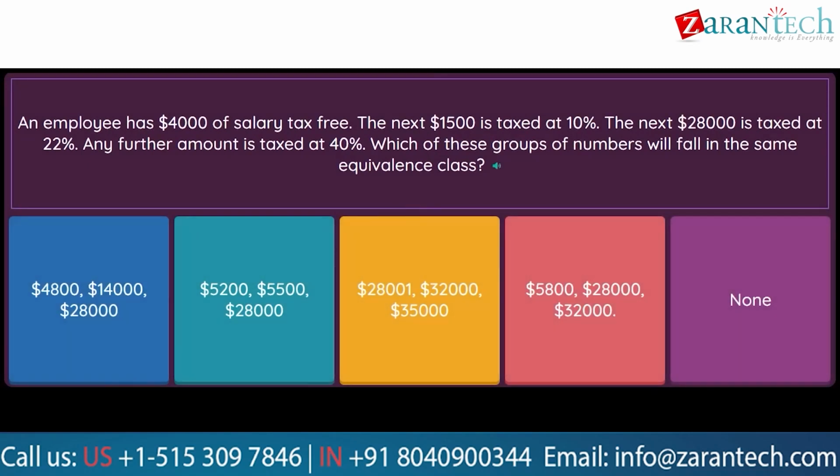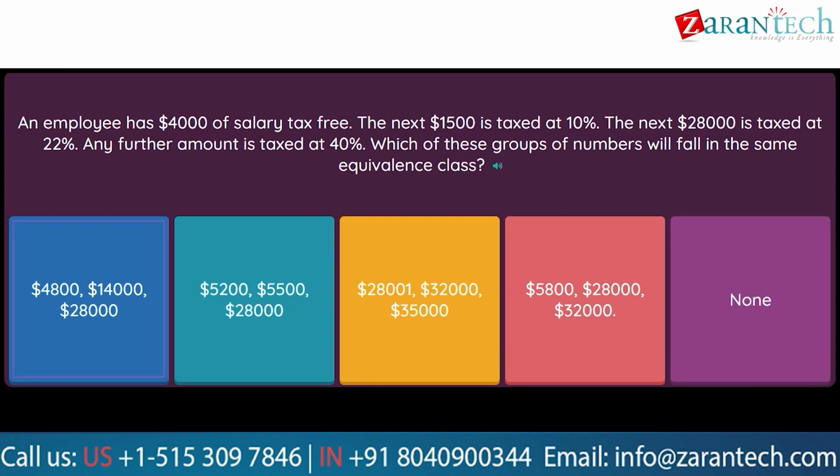Question: An employee has $4,000 of salary tax-free. The next $1,500 is taxed at 10%. The next $28,000 is taxed at 22%. Any further amount is taxed at 40%. Which of these groups of numbers will fall in the same equivalence class?